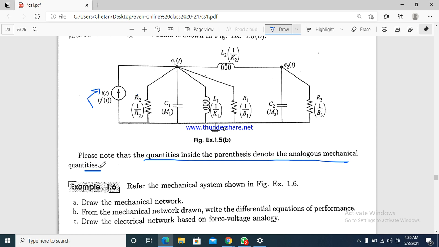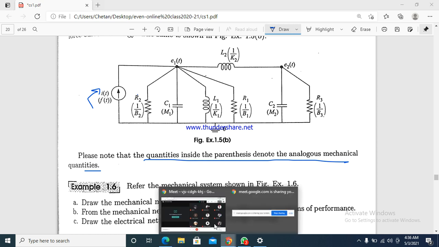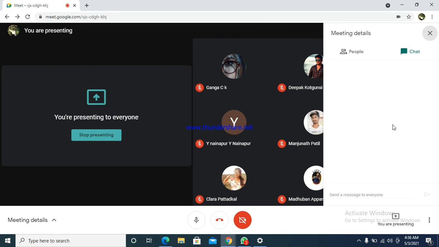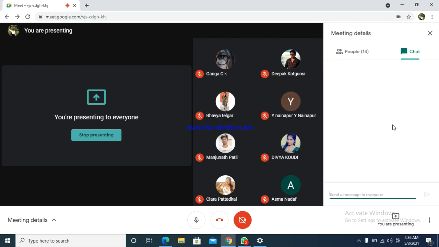You don't have any doubt here, right? Do you have any doubt here? This analogy problem is clear for all. If you are having any doubt, just type in the comment box. If you don't have any doubt, then type no doubt. Do you have any doubt? Okay, fine.